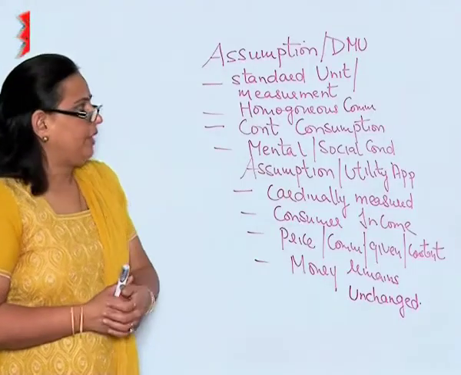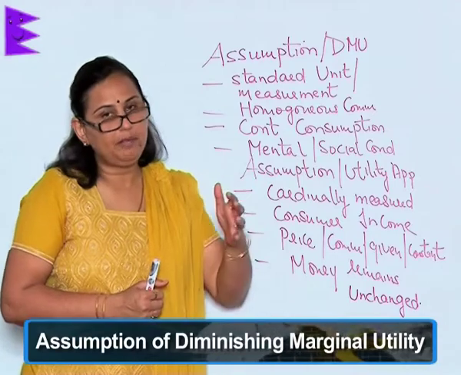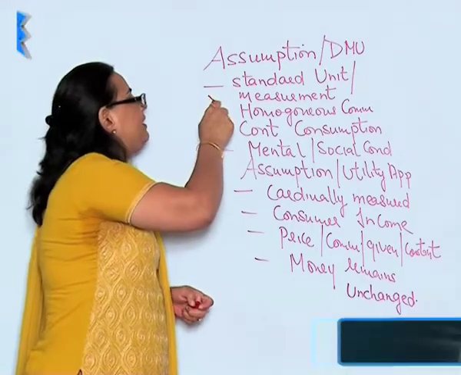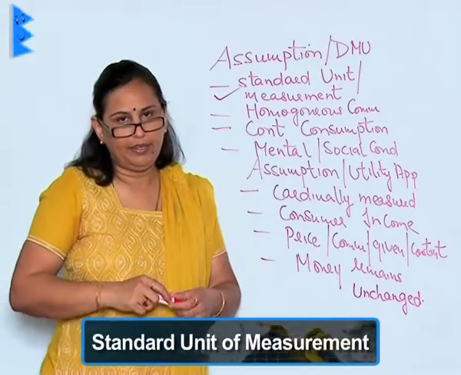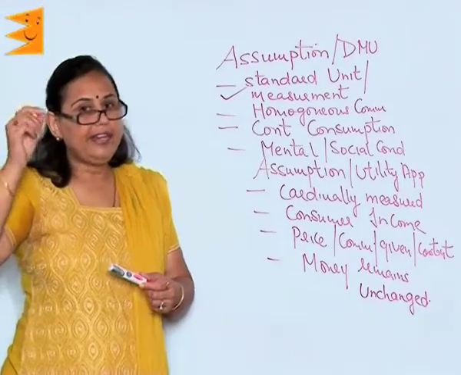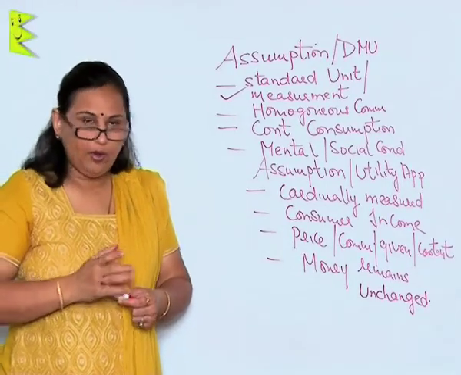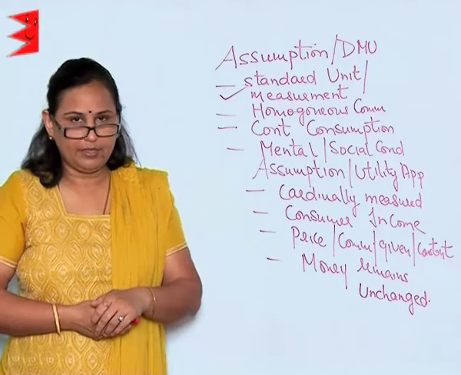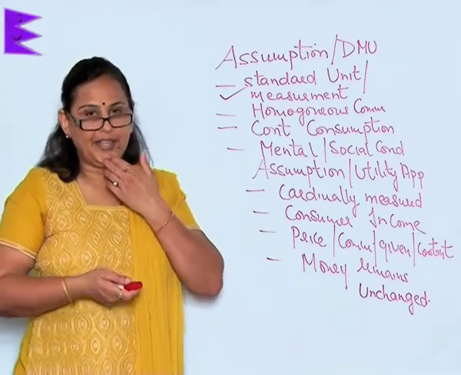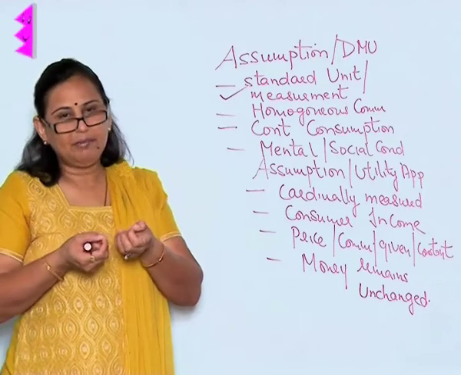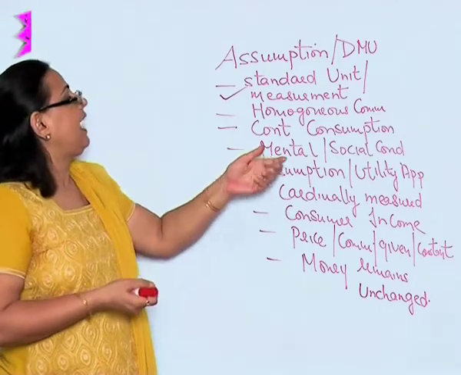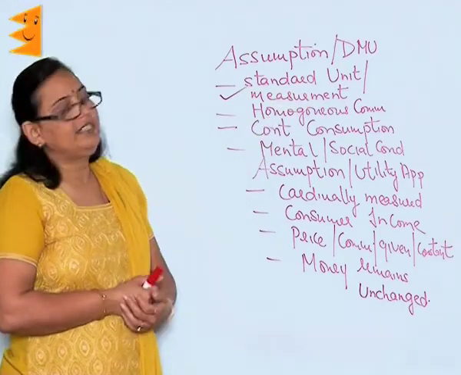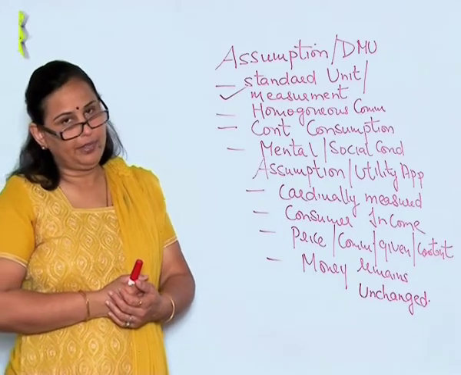Now let us talk about the assumptions of diminishing marginal utility. The assumptions are, first of all, there is always a standard unit of measurement. Very small or very large units of measurement are not correct for measuring. We cannot measure water in drops and we cannot measure, say, rice in grams. That is to say, we must have a standard unit of measurement for every unit, and that is an assumption of the diminishing marginal utility.